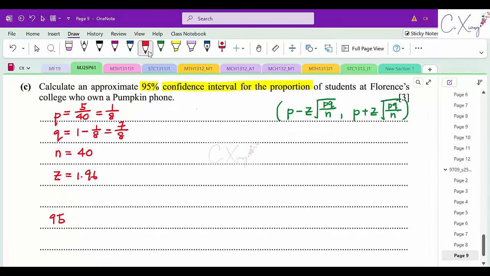95% confidence interval basically is P, 1 over 8, minus Z square root PQ over N. P is 1 over 8, Q is 7 over 8, N is actually 40. Then 1 over 8 plus 1.96 square root PQ over N.